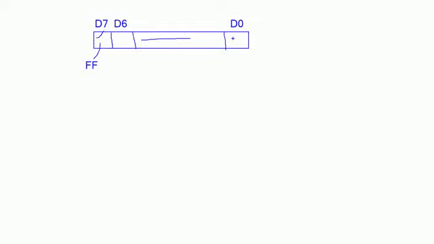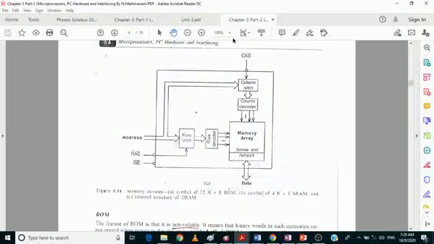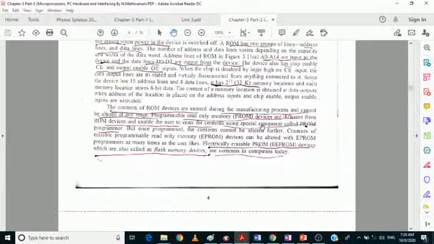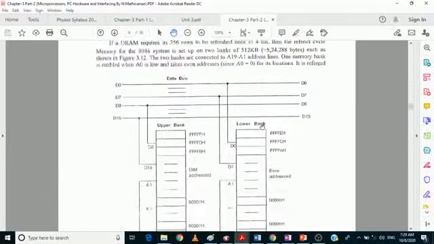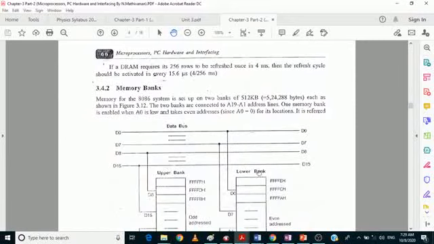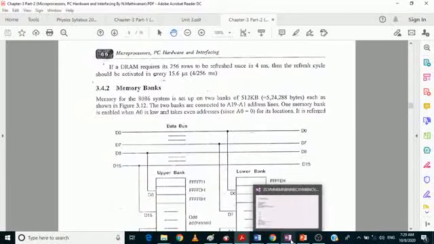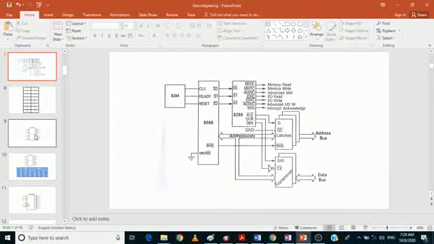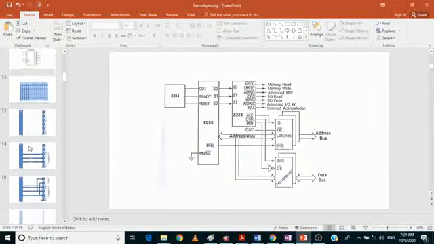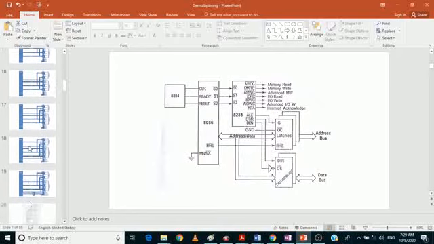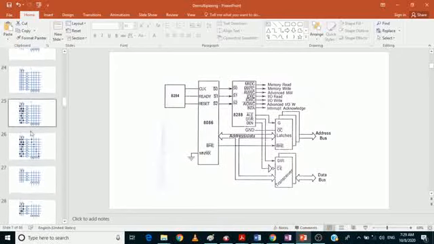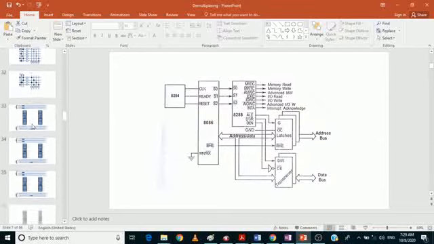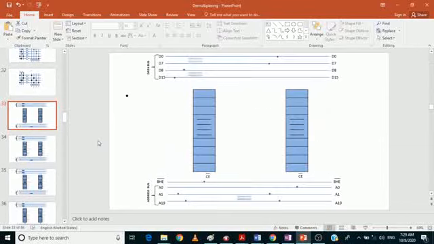But when you are going to interface your memory devices to the microprocessor, then the microprocessor sees the memory devices in the memory banks format. Okay, so the microprocessor treats your memory devices in the memory banks format. So what exactly does a memory bank mean? Under interfacing memory devices, we have the memory devices as well as the memory banks. What is a memory bank, and how is it going to be used, is the question.